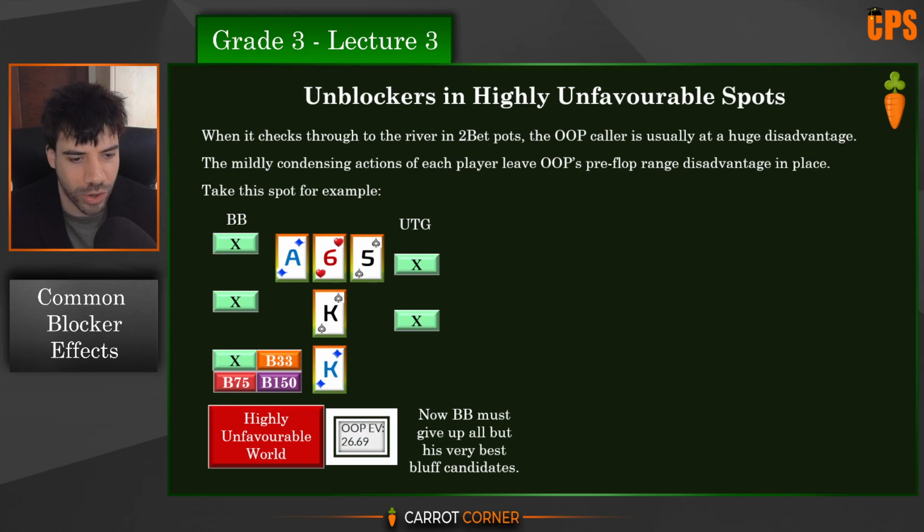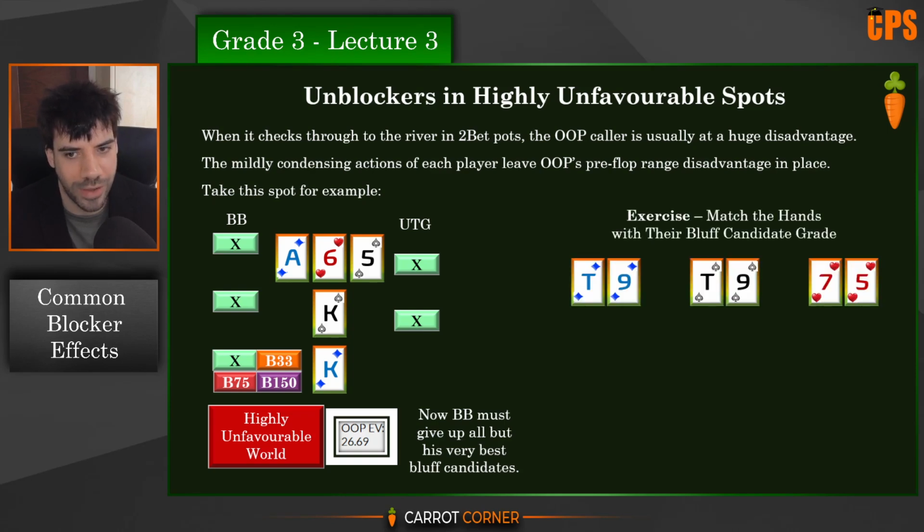Highly unfavourable world. 27% pot entitlement for the out of position player's range here, for the big blind. That's terrible. And now big blind must give up all but the very best bluff candidates because the average fold equity is very low, and so it takes a special blocker effect, a really good Y factor, and maybe even some X factor in this spot to make bluffing a good idea.